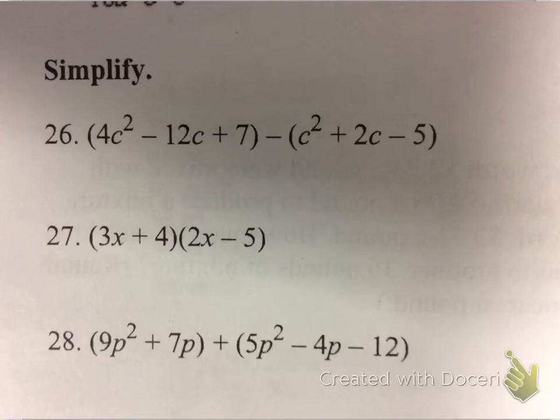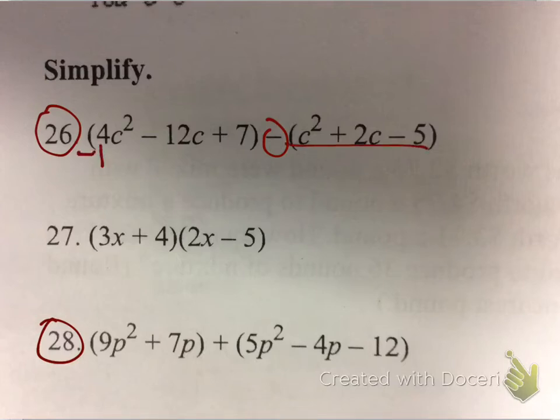Alright, so now we have some that are talking about simplifying. Well, simplifying should be easy. You want to put like terms together, at least for 26 and 28. So this minus here means I'm going to change the signs of everything in here. So as I'm writing them under, 1 becomes a minus 1, plus 2 becomes a minus 2, and minus 5 becomes a plus 5.